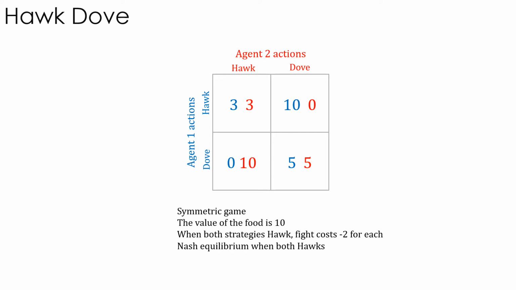This is another example called the hawk-dove game. There is food worth a total payoff of 10. Each agent can choose to play hawk or dove.